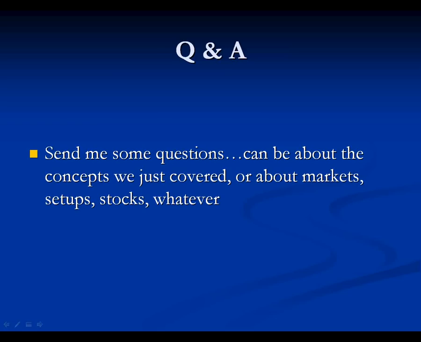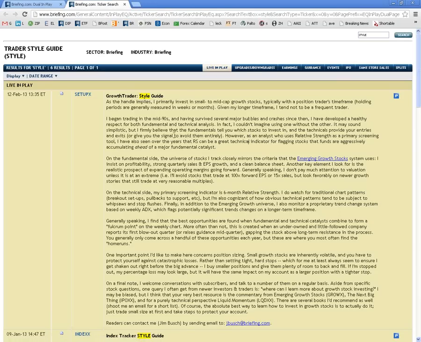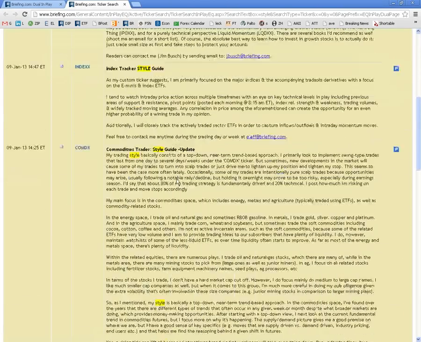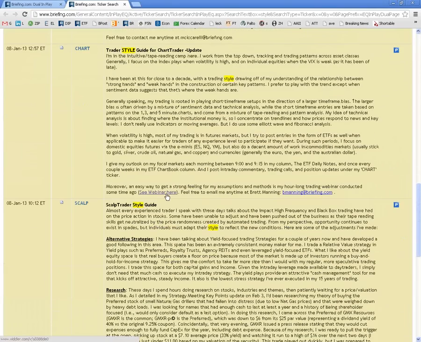Style page. The style page is just a ticker search. Right on the top, the question is, I can't find the style page. Where is the style page? If you just go to briefing.com, right here is the ticker search. If you just go to the style page, you'll see it right here. So you've got Growth Trader, Index X, ComDX, Chart Trader. Here's Chart Trader. Right here is the link to the previous webinar. Okay.